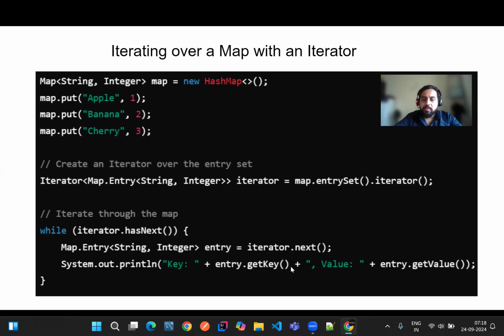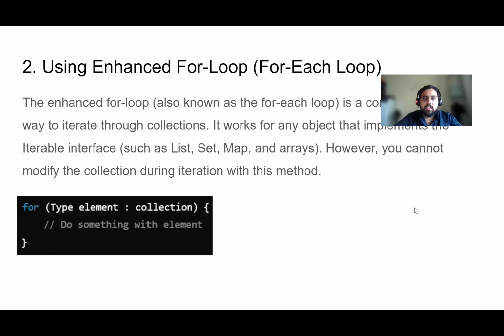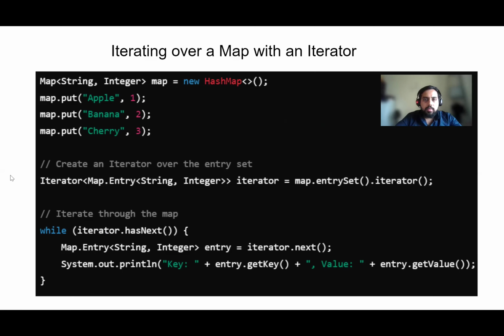This entry is of type map.entry. If you use getKey and getValue, I can get both key and value. Because here we are applying iterator to map.entrySet, the entries are of type map.entry. Okay, for that we are applying an iterator. Okay, this is how we can use it for map.